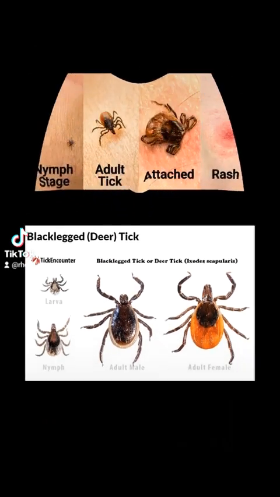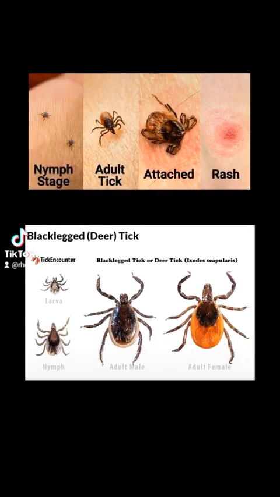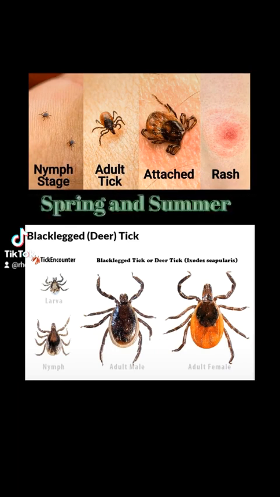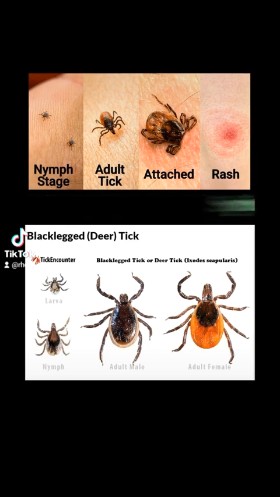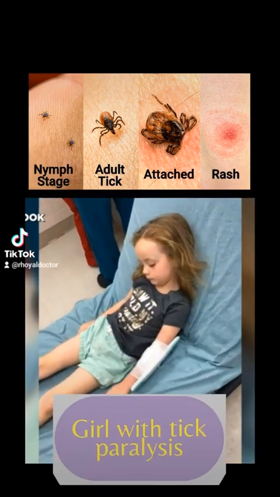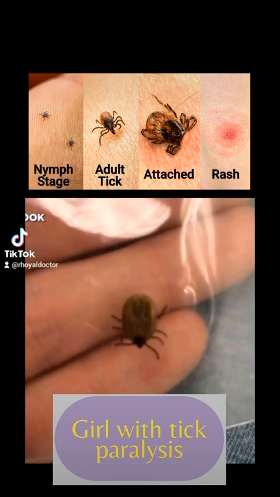Lyme disease is most commonly transmitted by the nymphal ticks, which are typically most active in the late spring and early summer. But adult ticks can also transmit Lyme disease, but this is less common because adult ticks are large and they're easily seen, so they're more likely to be removed.